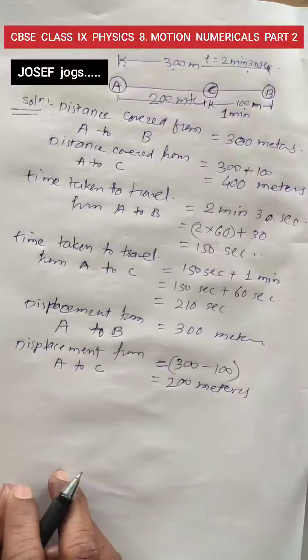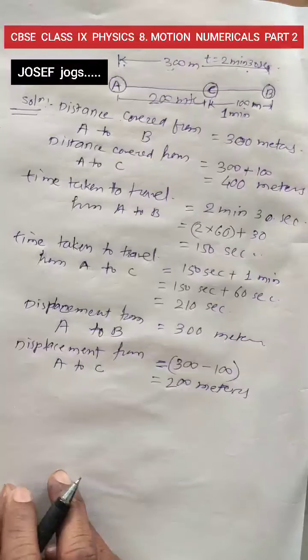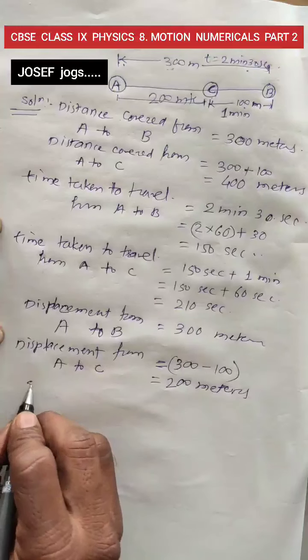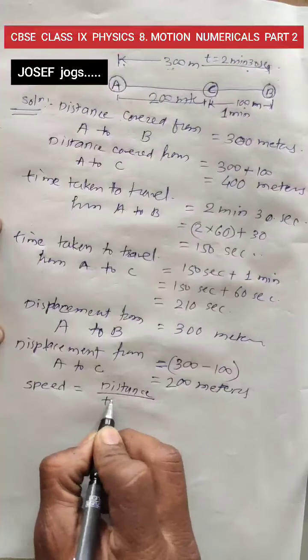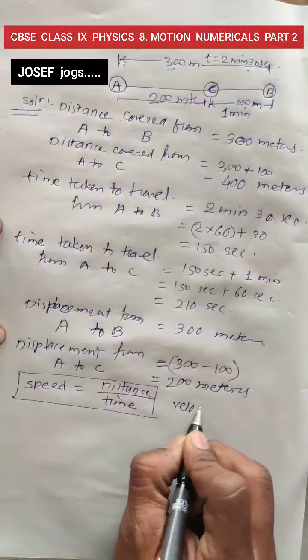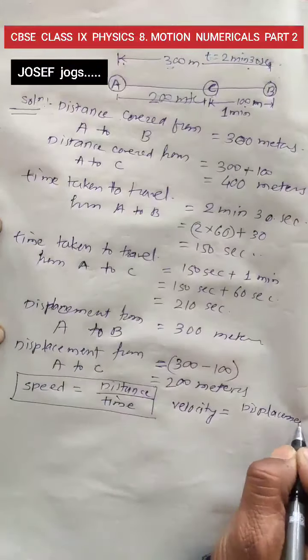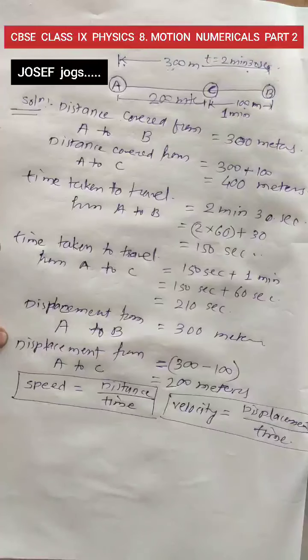Now we have to calculate the given values, meaning the average speed. So there is a formulation: speed is equal to distance upon time. This is the first formulation of the speed. And the next formulation is velocity is equal to displacement upon time. These are the two formulas. Okay.